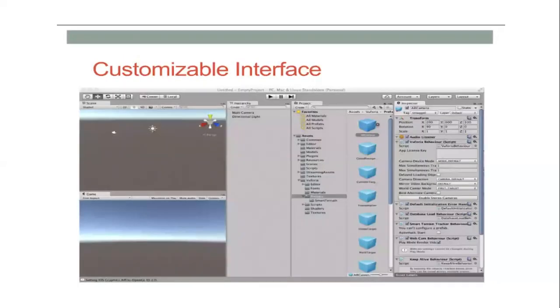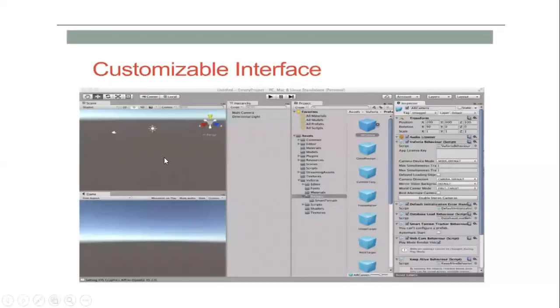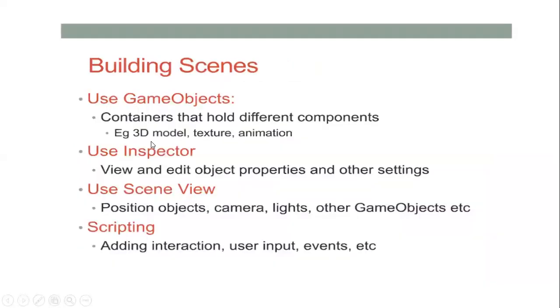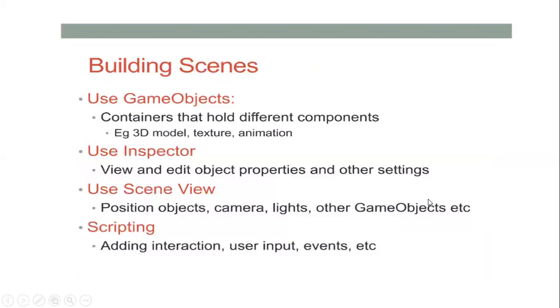Okay. And this is a customizable interface. So how are you going to build the scene? What are the things you can build in the scene page? So you can use game objects. The first thing, game objects, means it can be any 3D model or texture or animation, anything comes under game objects. Second thing, as you have asked, Rajita, what does inspector mean? Here you can view and edit the object properties, just like settings you can fill for it.